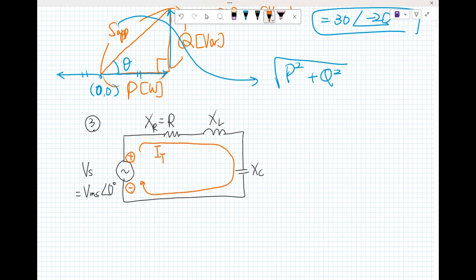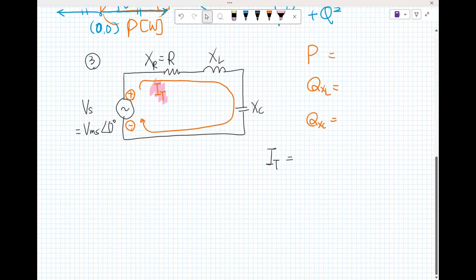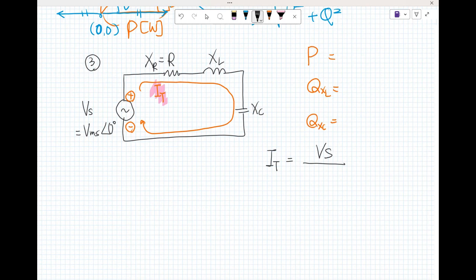Now I might ask you the questions: what is P, and what are Q sub X sub L and Q sub X sub C? All right, so first, to find P, Q sub X sub L and Q sub X sub C, you have to know the total impedance, because if we want to find I sub T, we have to know that. I'm going to write it for you here. I sub T is the total voltage source, the supply voltage V sub S, divided by Z sub T.